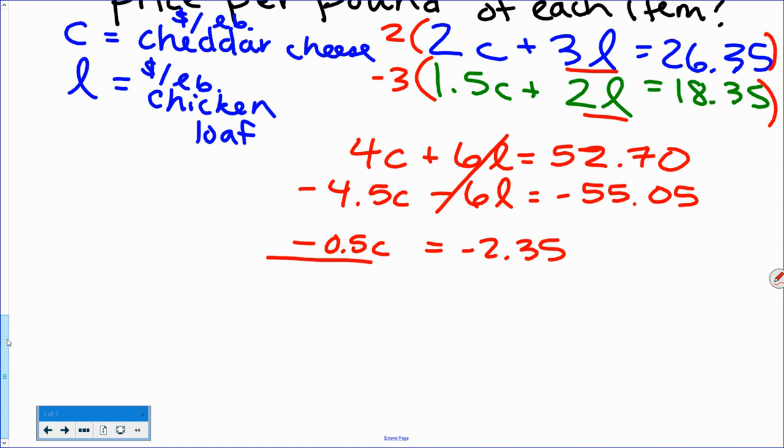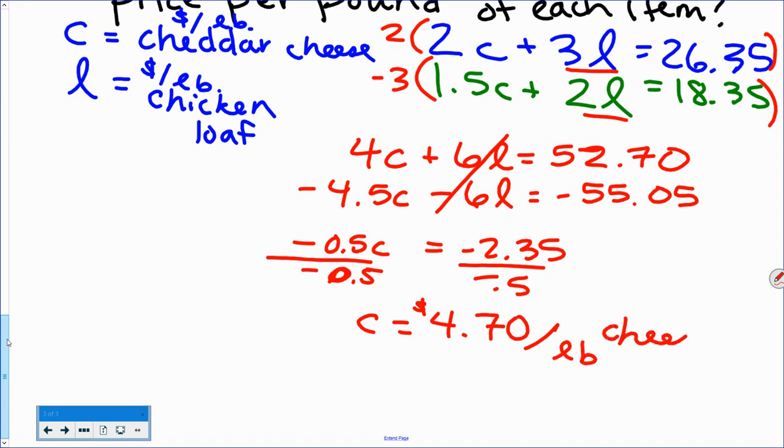Divide both sides by -0.5. Oops, that would be wrong. All right, so it should come out positive. I'm dividing a negative and a negative, so that should make sense. So C would equal 4.7. All right, in the last problem we talked about decimals wouldn't make sense. Do decimals make sense in this problem? Yes, we are finding the price per pound. So this is representing $4.70 per pound for that cheese.